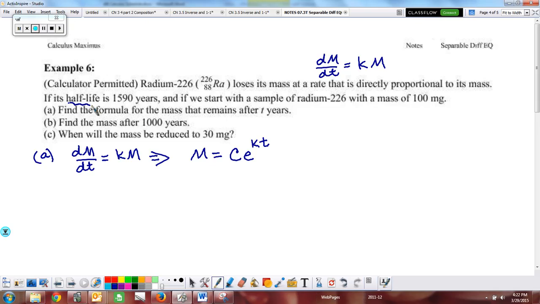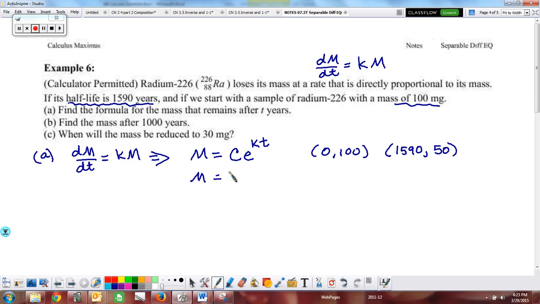They gave me that the half-life is 1590 and we started with a mass of 100. So I know that (0, 100) would be one point. And I know that it's half-life, so 1590 years later, I would have half of what I had, which is 50. So I basically look in my problem, I find the two points they gave me. Now I'm going to find the constants. I already have C. C is going to be 100.